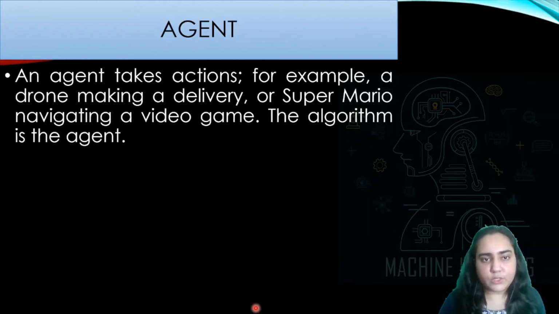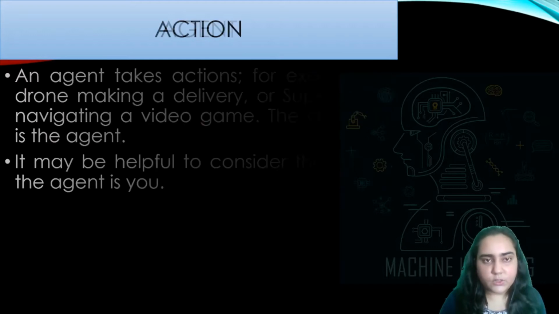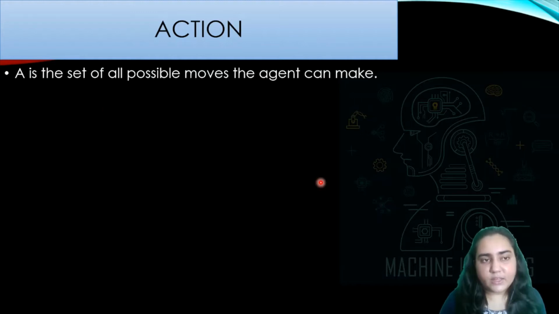First we have the agent. An agent takes actions. For example, a drone making a delivery, or Super Mario navigating a video game. Here the algorithm is the agent. And in real life, you could consider that you are an agent. Let's talk about action, another terminology. A is the set of all possible moves that the agent can make. If you are a person, you could make different moves, like you could walk from this place to that place, you could dance, you could sing. Those are the different actions that you can do.